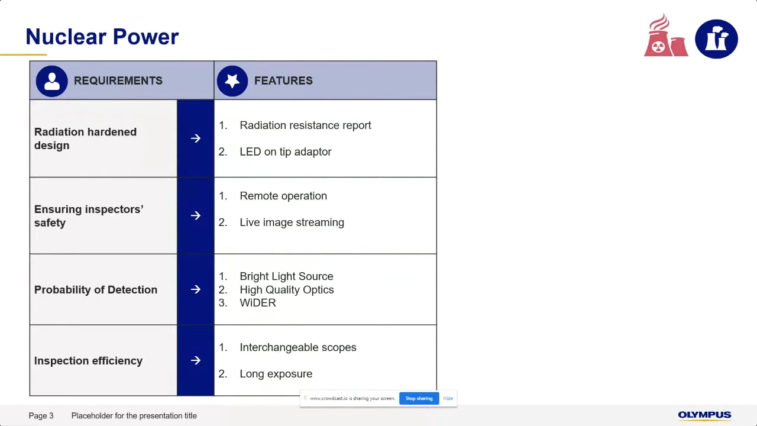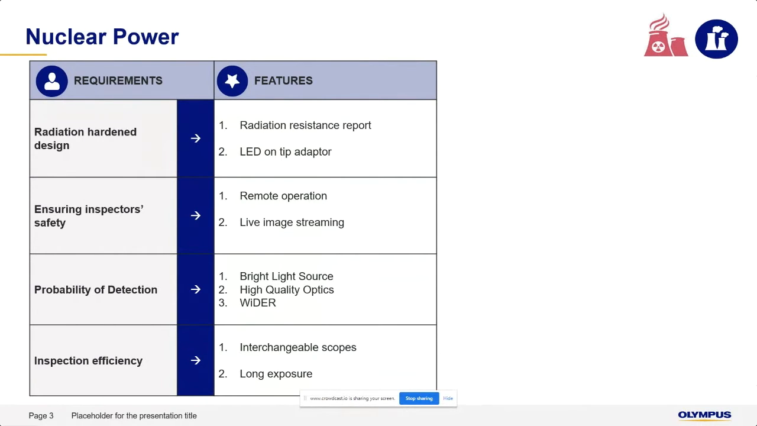The LED on the tip adapter, this specifically points to the G-Air. The G-Air is our long length scope. More on that later, but the G-Air comes in lengths of 20 and 30 meters long. The NX and others are only about 7.5 to 10 meters long as their maximum length.